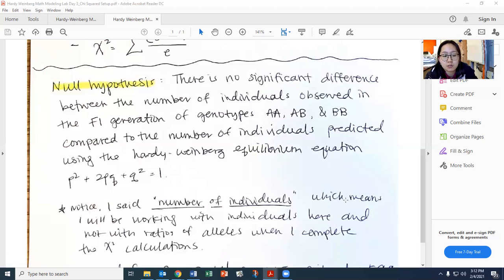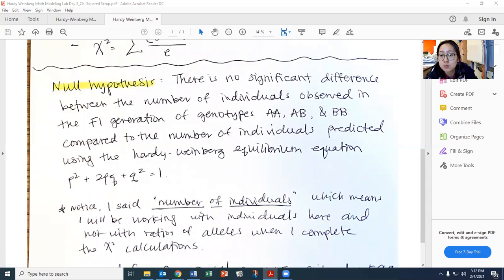Notice I said number of individuals, which means I'm going to be working with individuals here. We're not working with the allelic frequencies. We're not working with the genotypic frequencies. We're actually going to be working with number of individuals, which means if I do this calculation with p squared, 2pq, and q squared, I have to make sure that I multiply by the population size at the end in order to get the actual number of individuals instead of just getting a proportion of the individuals, because then I can't actually compare them.